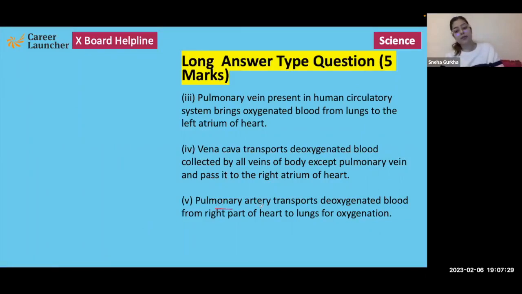Lastly, pulmonary artery. Pulmonary artery basically takes the deoxygenated blood from the right part of the heart to the lungs so that oxygenation can take place, so that the blood can be oxygenated. So basically, pulmonary artery is responsible for the transportation of deoxygenated blood from the right part of the heart to the lungs for oxygenation.